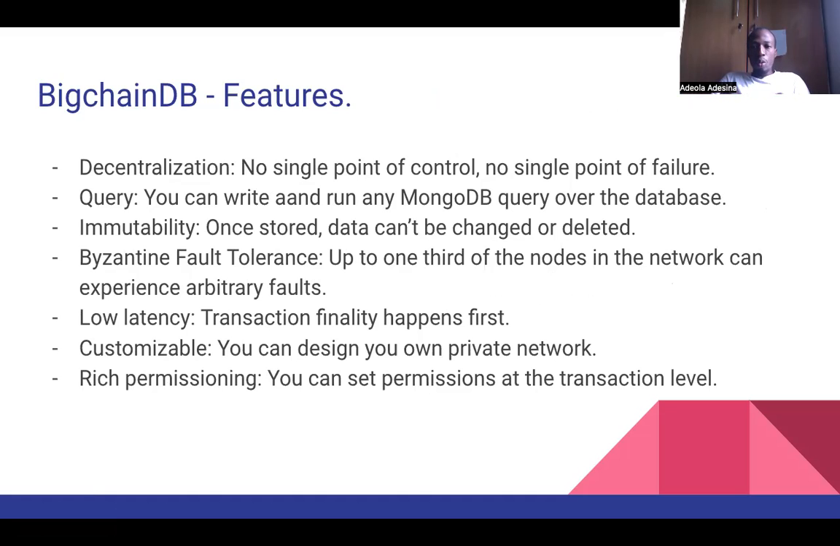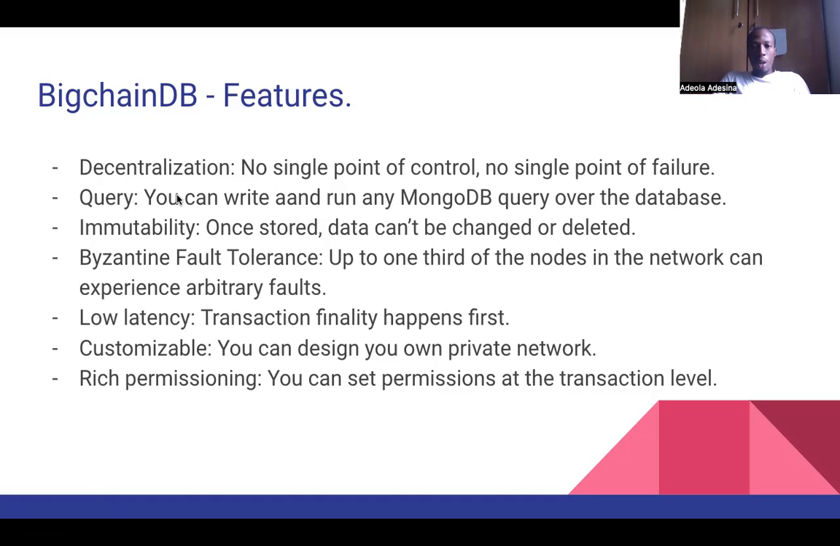That means that there's no single point of control or no single point of failure, right? So for example, 10 companies sharing data with each other means that all 10 companies are in control of the data and no single one company is in control of the data. So that's the meaning of decentralization. No one is in control and everyone is in control, right?